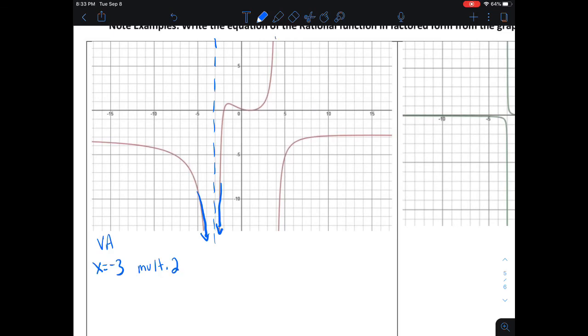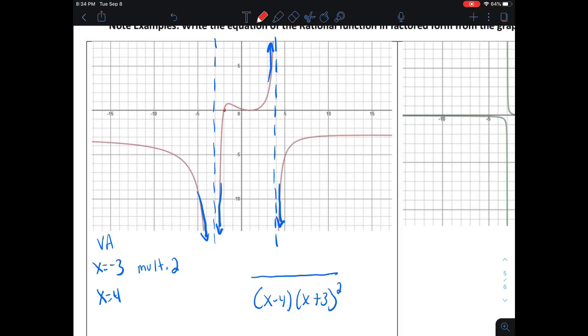We also have a vertical asymptote, it looks like, here at x equals 4. Now, since the left side and the right side point different directions with their unbounded behavior, we're going to say it has a multiplicity of 1 there. Now, we know that vertical asymptotes zero out the denominator. So right now we know that there's an x minus 4 and an x plus 3 to the second power in the denominator. Now, let's go look at x-intercepts.